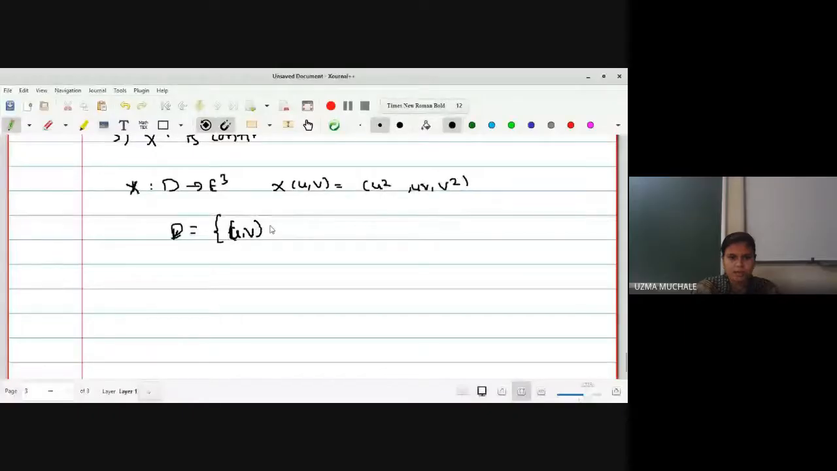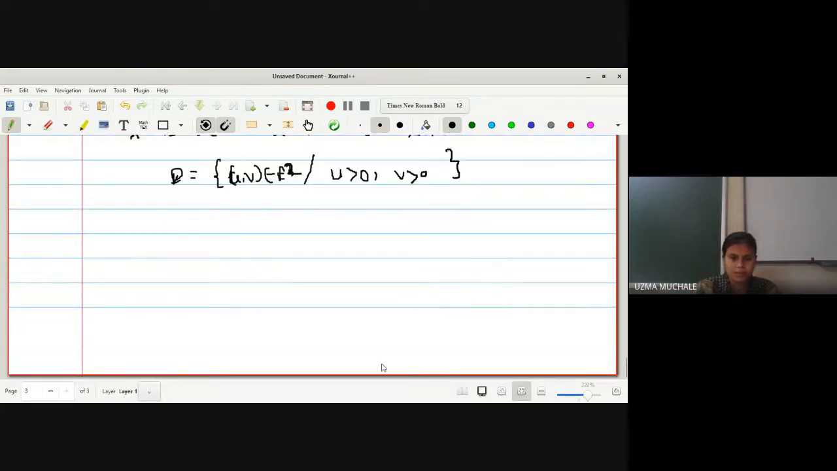Given that D, what is the domain D given to us? U and V are from E2 on the condition that U is strictly greater than 0, V is strictly greater than 0. Okay, meaning there are no negative elements, right? So let us go for the definition itself.